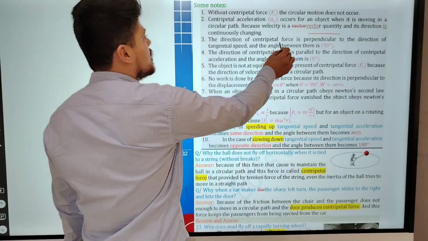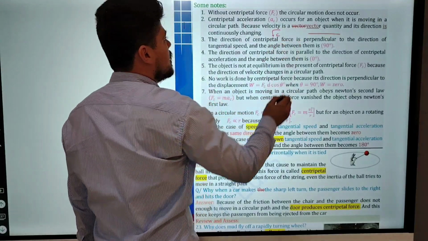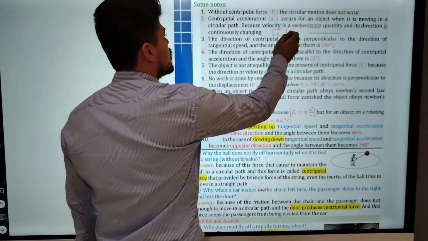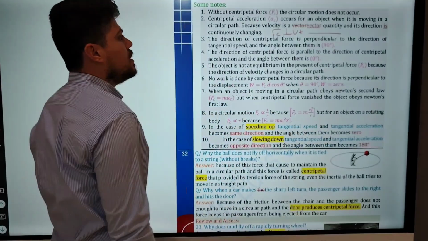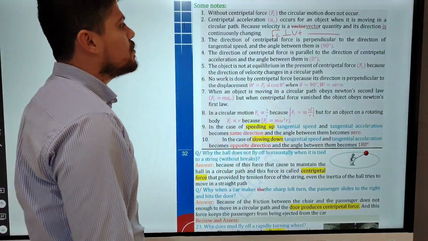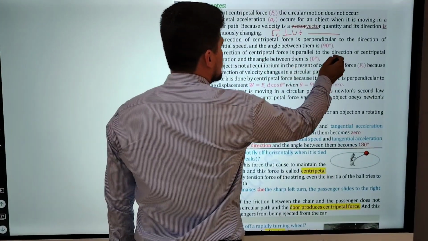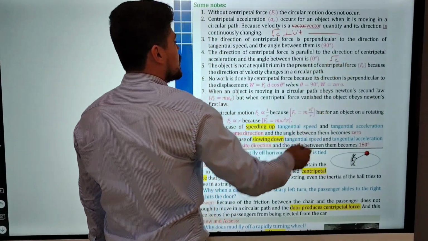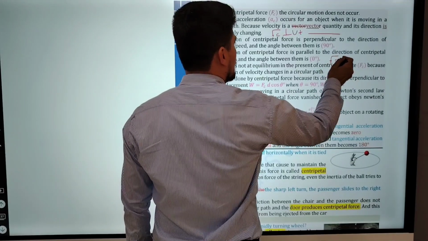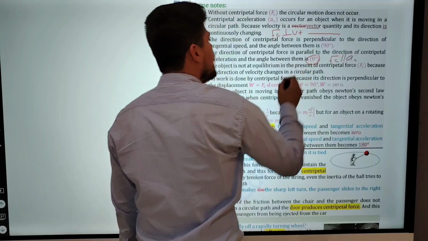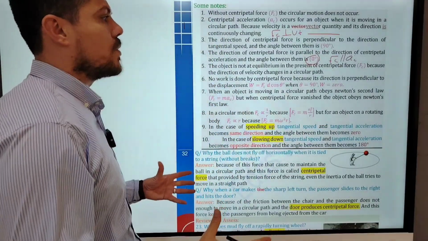The direction of the centripetal force, Fc, is perpendicular. Perpendicular to what? To the direction of the tangential speed. Fc is perpendicular to Vt, and the angle between them is 90 degrees. The direction of the centripetal force, Fc, is parallel to the direction of what? Centripetal acceleration, so the angle between them is 0.